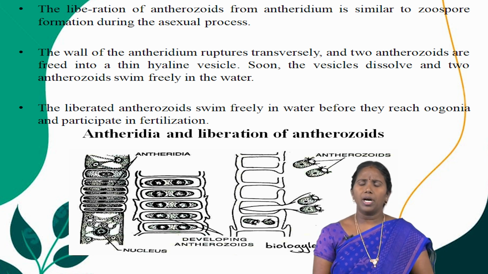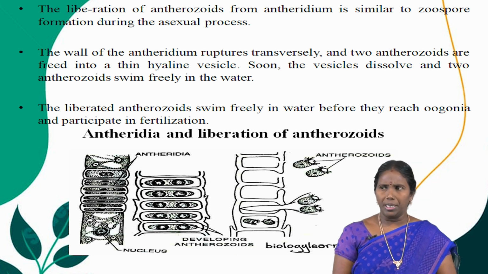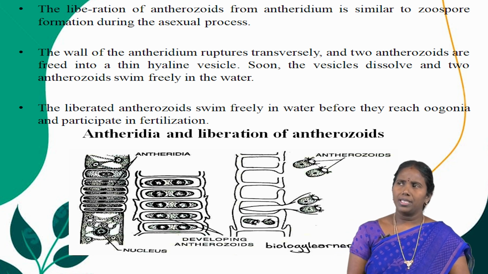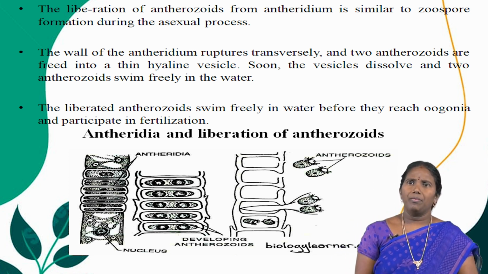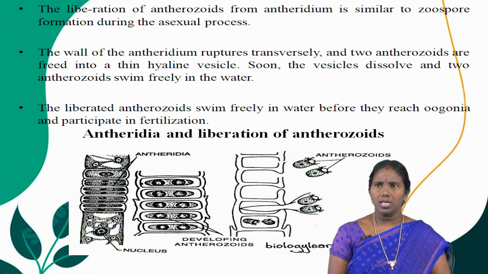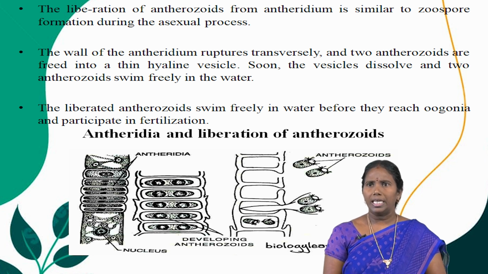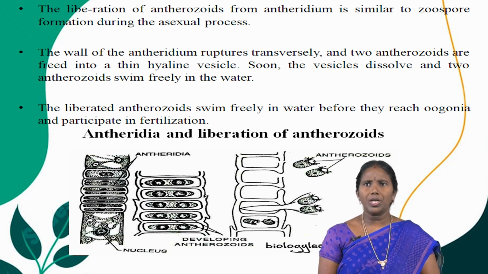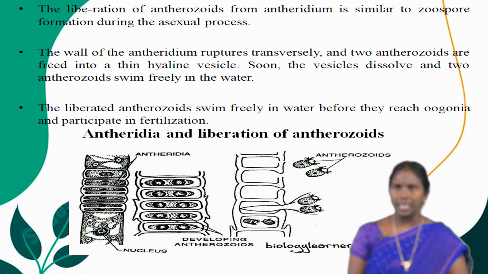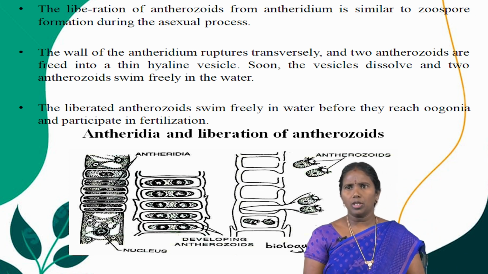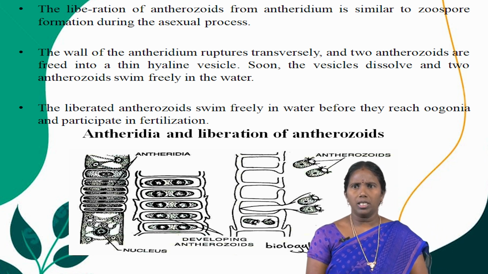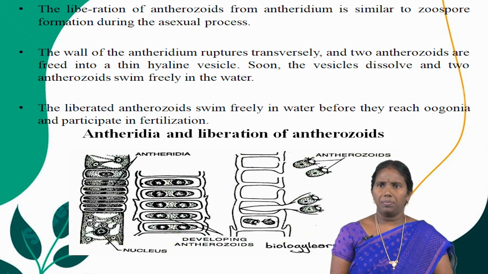The liberation of androzoids from the antheridium is similar to zoospore formation during the asexual process. The wall of the antheridium ruptures transversely and the two androzoids are freed into a thin hyaline vesicle. Soon the vesicle dissolves and the two androzoids swim freely in the water. The flagellated androzoids swim freely in water before they reach the oogonia and participate in fertilization.